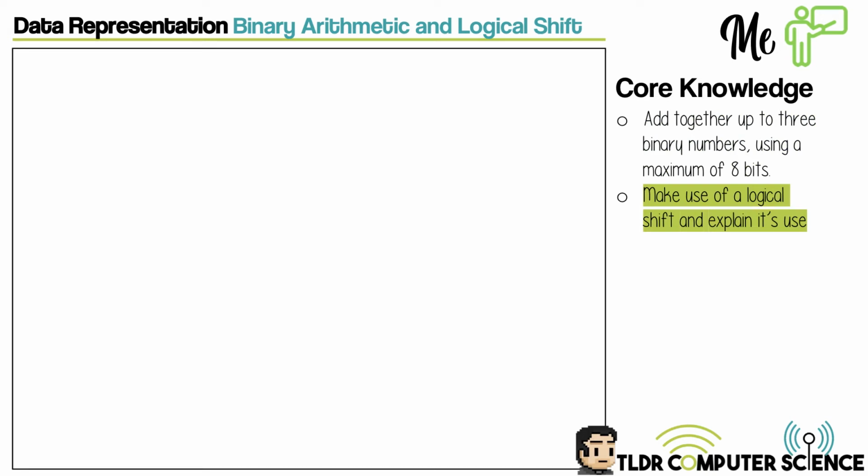The next thing we need to learn about is something called logical shifts. Now, we've learned how to add. What we've not learned how to do is multiply. Let's say we've got a simple kind of sum here. I want to say 4 times by 12. Okay?